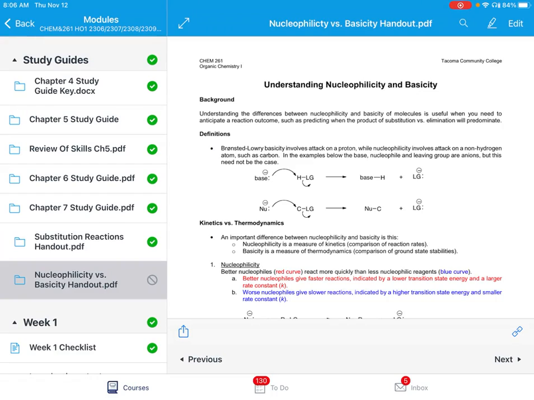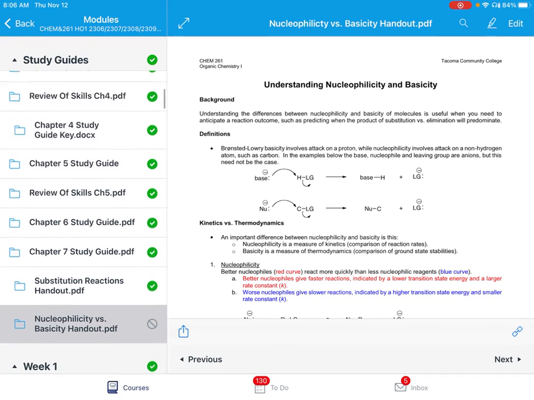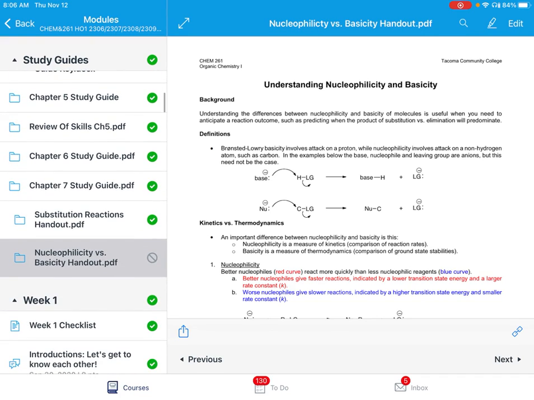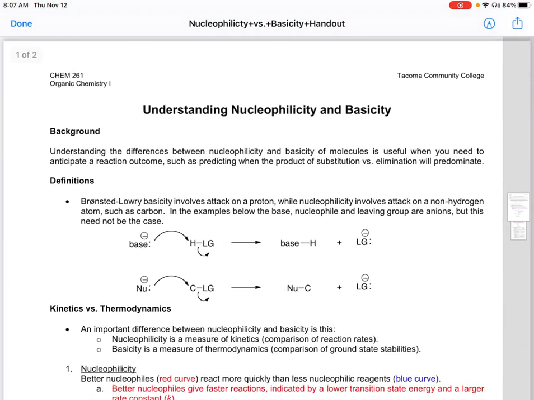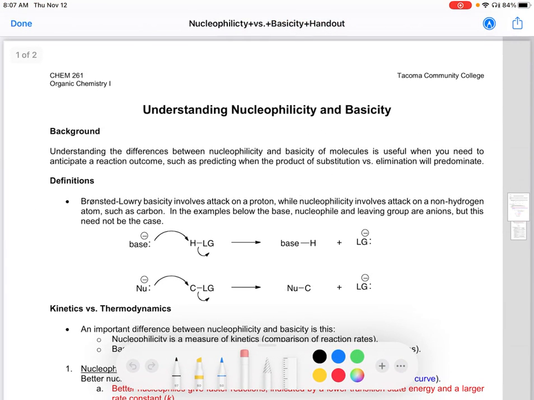Hi everyone. In this video, we're going to go over a handout. You can find this handout on modules under study guides. So it'll be the last file under study guides this week. And let's just pull up this file and go over it.